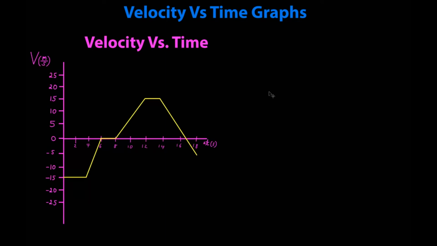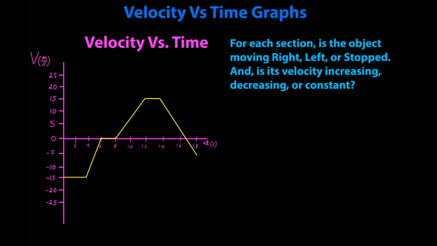So here's a velocity versus time graph of an object that is moving left and right. To start out, let's begin with some very basic understanding. For each section of this graph, is the object moving right, left, or stopped? And is its velocity increasing, decreasing, or constant?